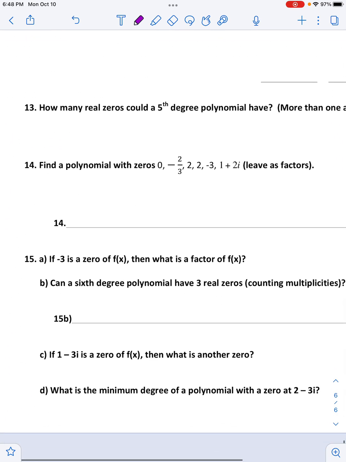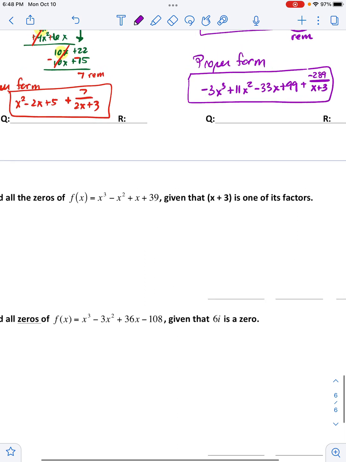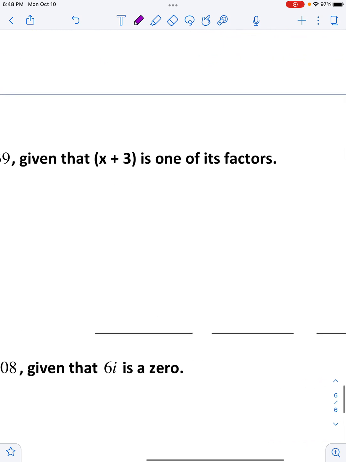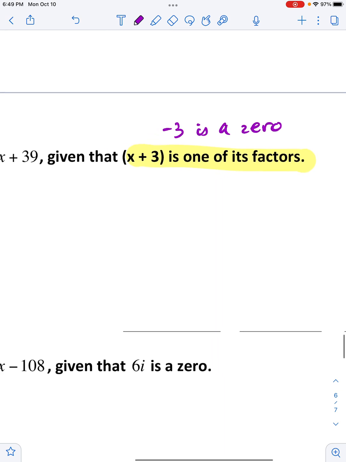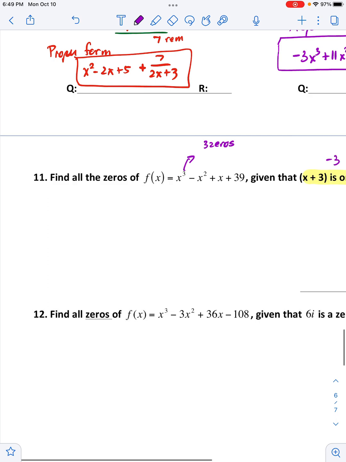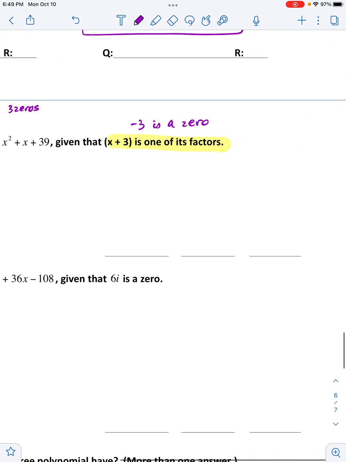Okay, let's see. I guess I'll just tackle my way through this. Given that x plus 3 is one of the factors, aka negative 3 is a 0. That is a real 0. Therefore, it does not come in pairs necessarily. Keep in mind that you should have 3 zeros. You were given 1. So when it says all, it means all. So there's 1, 2, 3. I'm already going to write down one of my answers.